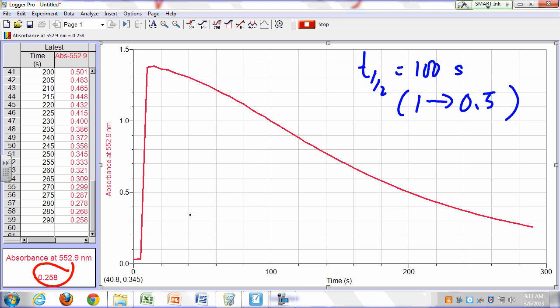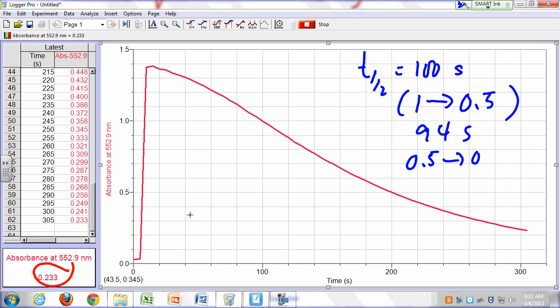Are we almost there? There. A minute and 34. So that's about 94 seconds from 0.5 to 0.25. So what would you say the half-life is?